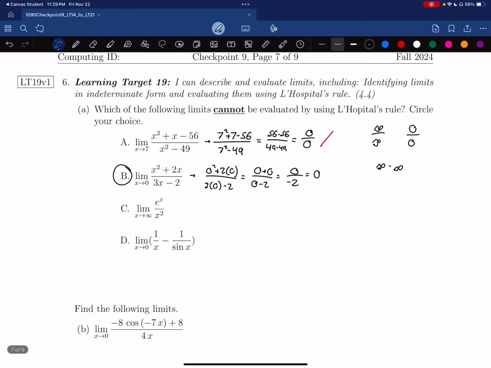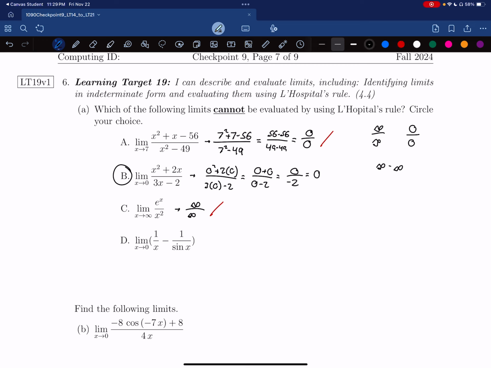Plug in infinity, we'll have e to the x, so e to the infinity. That's just an infinitely large number. It'll increase. Same with x squared. We have an infinitely large number squared. Infinity. So infinity over infinity. Got to use L'Hopital's for that one.